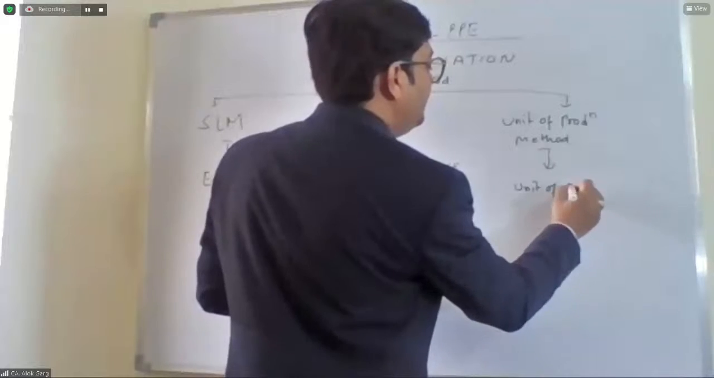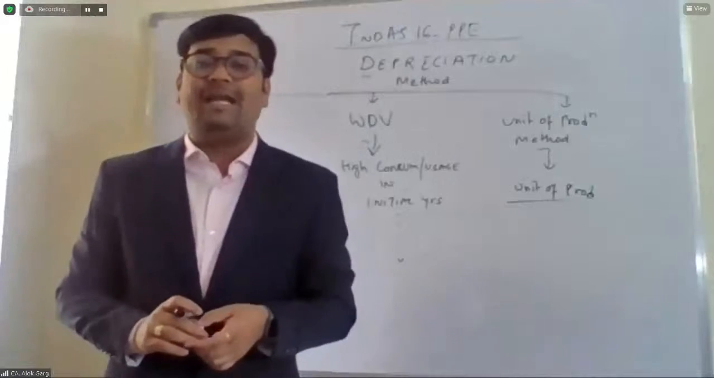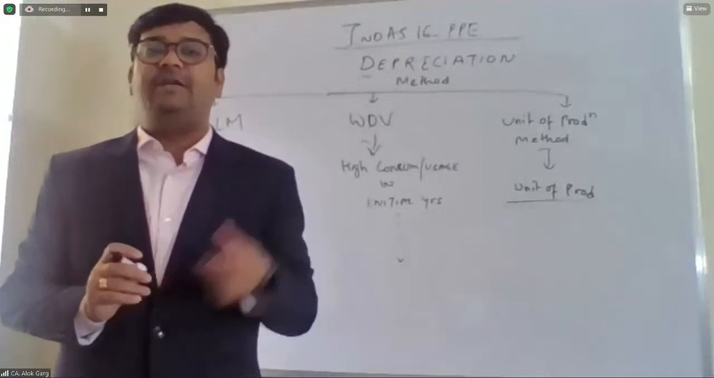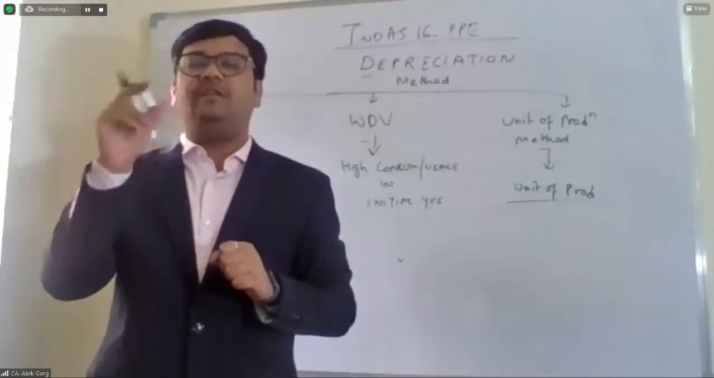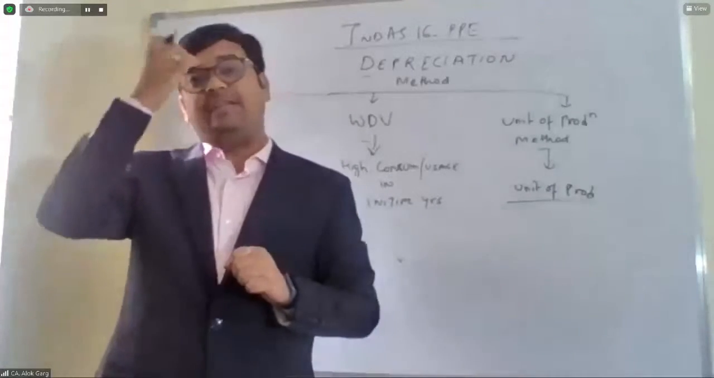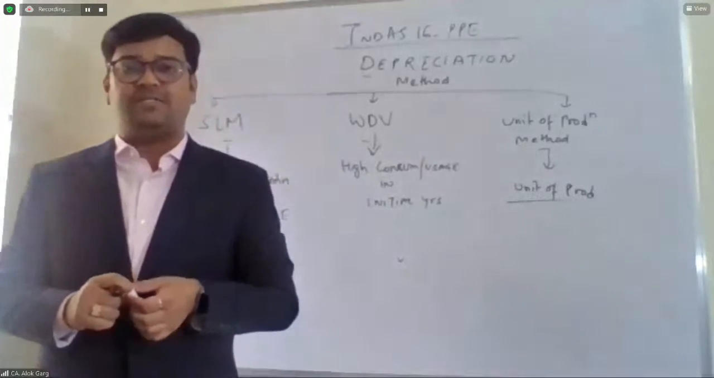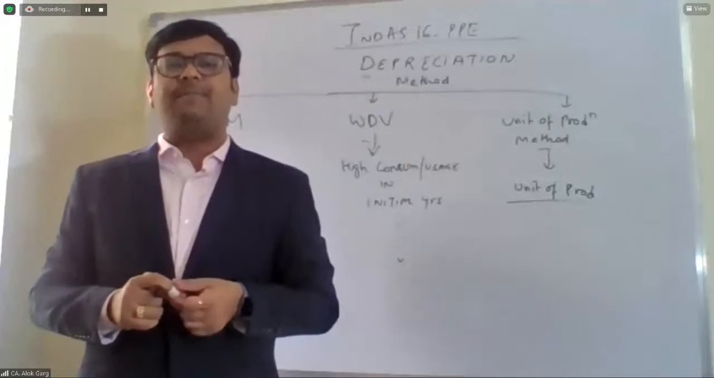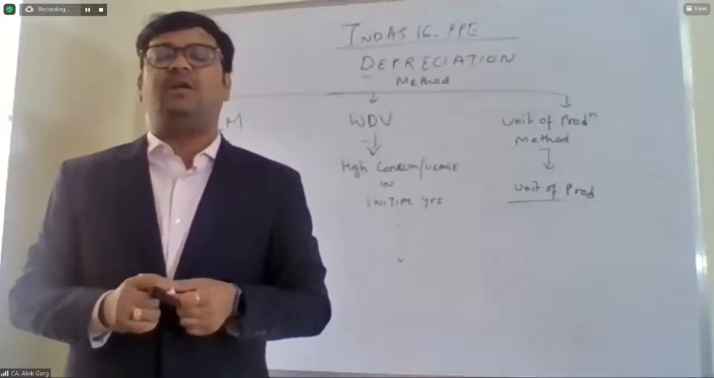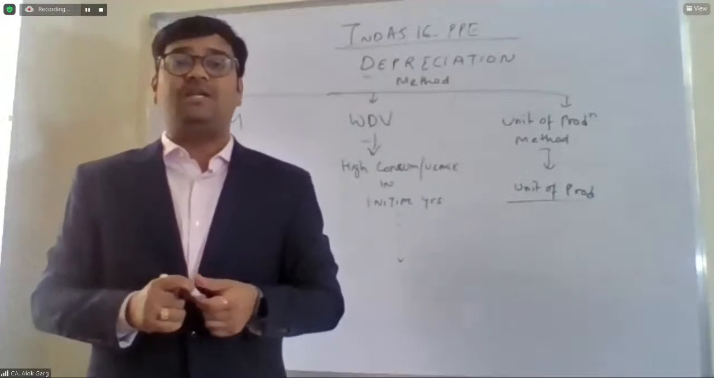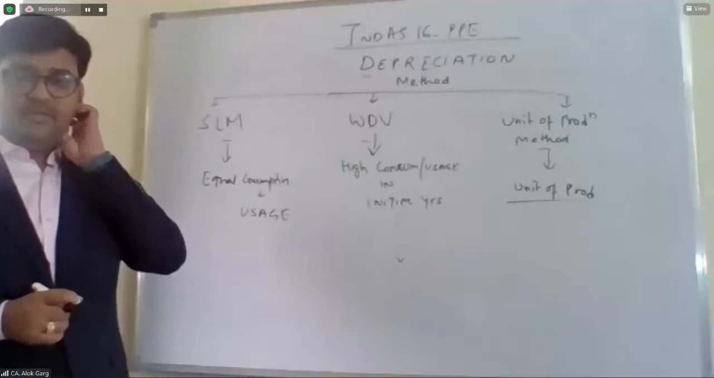For example, the cost of the projector is 50,000 rupees and the total life is 25,000 hours. In the first year, the company has used only 5,000 hours. So 50,000 divided by 25,000 hours multiplied by 5,000 hours. So 10,000 amount of depreciation is required to be charged. In the second year, the company has used 15,000 hours. So in that case, 30,000 amount of depreciation is required to be charged in the P&L in the second year. Have you understood these three concepts?